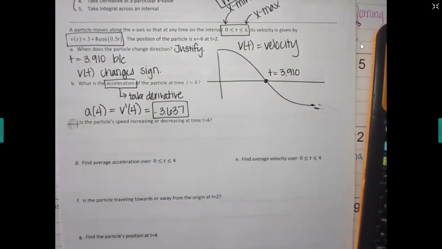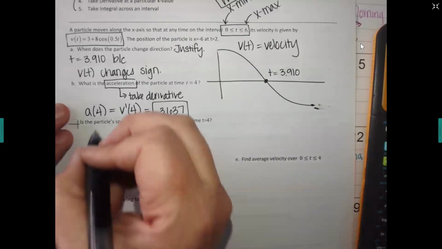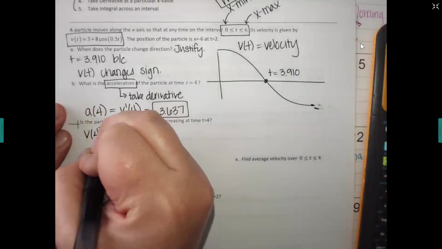Next question asks me about speed. What do I have to look at for speed? It's 2 things: velocity and acceleration. I already have acceleration right here. How did it come out? What type of number? Negative. Then I need to know, is my velocity also negative? So in your calculator, velocity at 4 would be the y value.